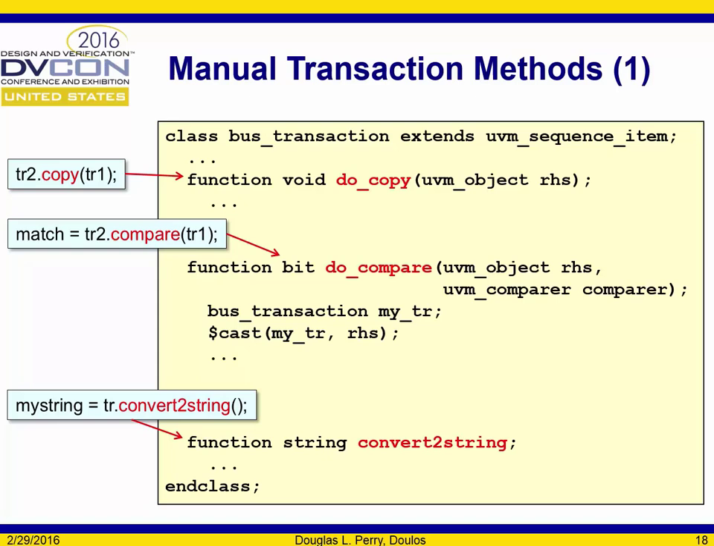But what's interesting, of course, is that it calls the do_copy. And this, again, confuses the students to no end. Because why isn't it just copy? That's one area of confusion. Of course, the other one is the compare. It calls do_compare. And so the point is, you basically have to override these methods, do_copy, do_compare, and convert to string, for your particular transaction class, if you're going to use them with, for instance, a scoreboard or something like that.